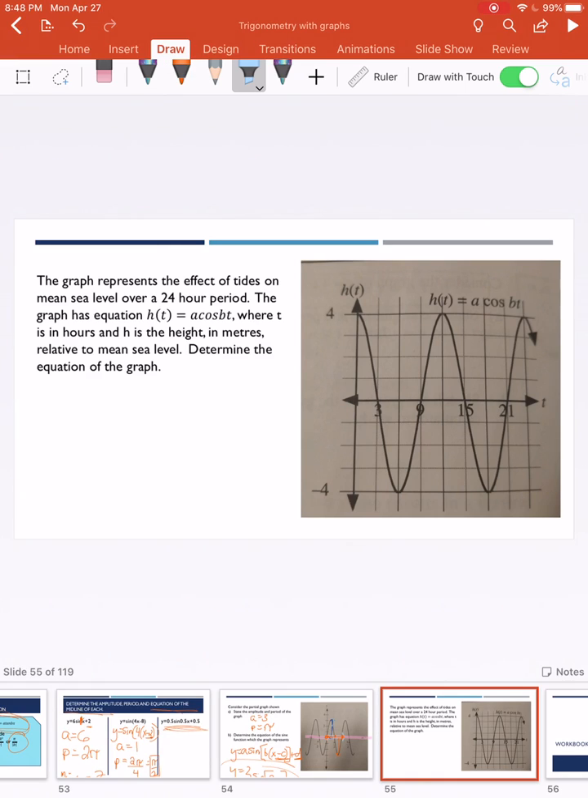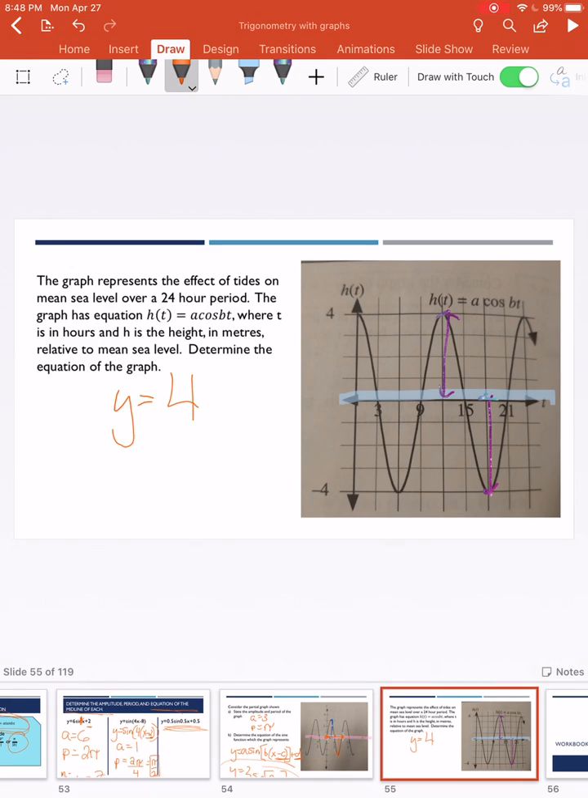So again, I like to start by drawing my midline. This one again is super easy because the midline's at 0. Okay, my amplitude is from the midline to the max or from the midline to the min. So I know my amplitude in this question is 4.